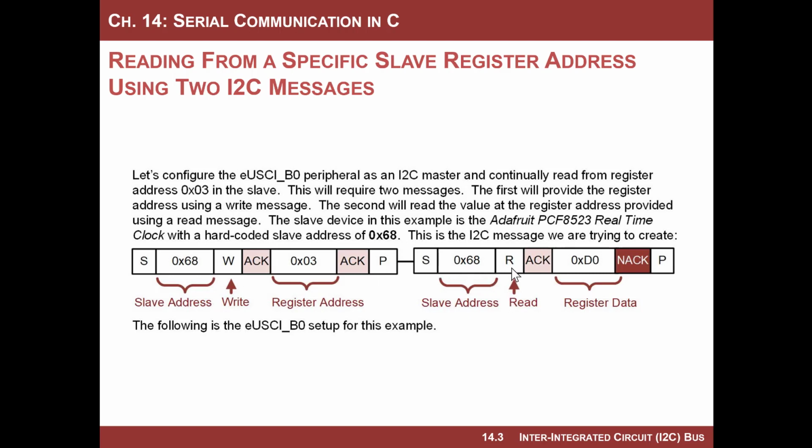When it does that read, the slave will acknowledge, and it is in a mode where it knows that it is supposed to send out the information from address 03. So it will pump out this piece of information corresponding to seconds. And then the master will say NACK, indicating that it has received the data and doesn't want any more. That will stop the slave from transmitting, and then it will send the stop bit.